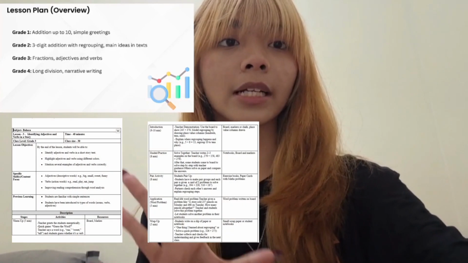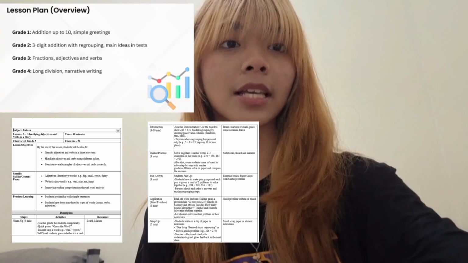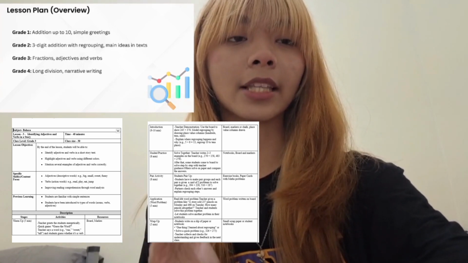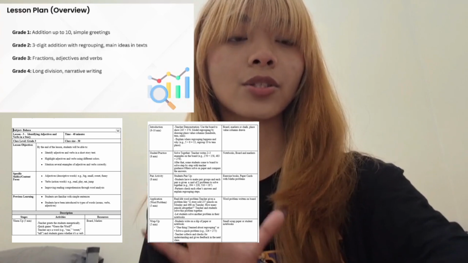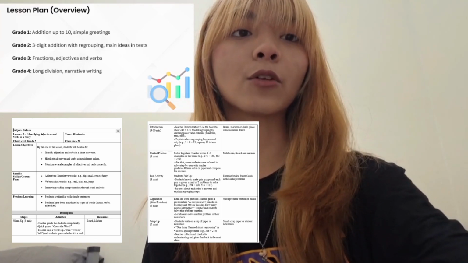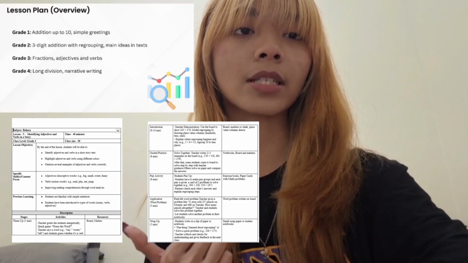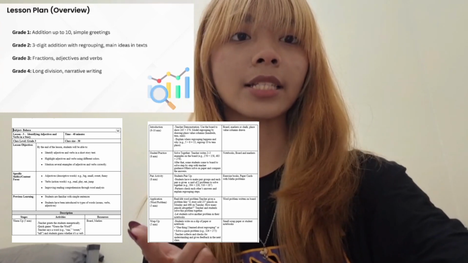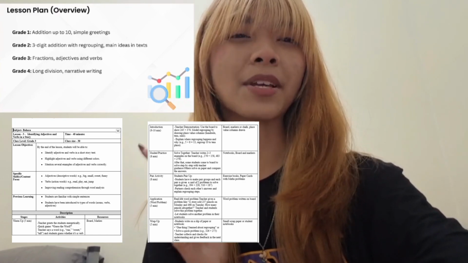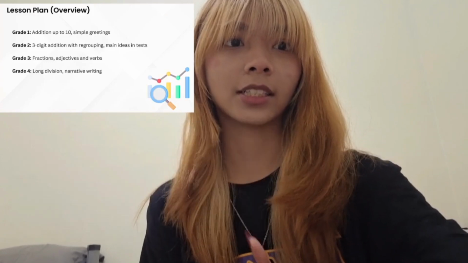For the lesson plan for grade 3, the subject is Bahasa Indonesia. The lesson is identifying adjectives and verbs in a short story. By the end of the lesson, students will be able to identify adjectives and verbs in a short story text. Second, highlight adjectives and verbs using different colors. And the third is mention several examples of adjectives and verbs correctly.